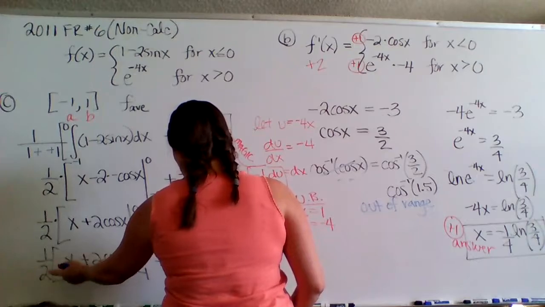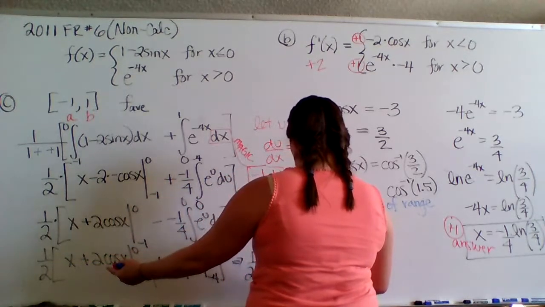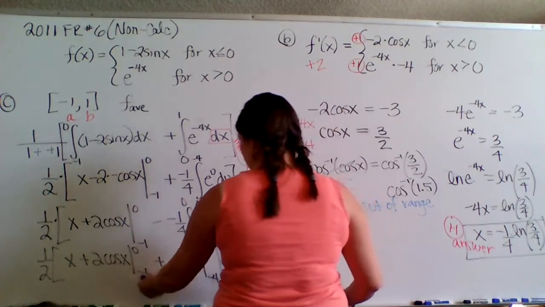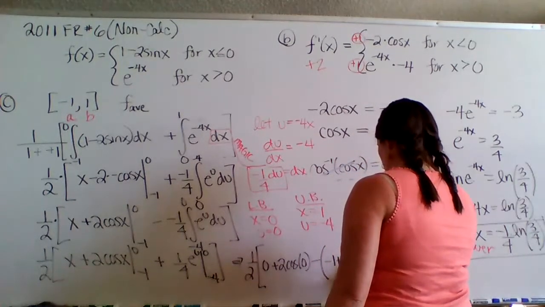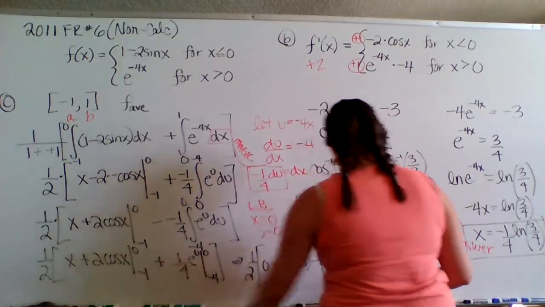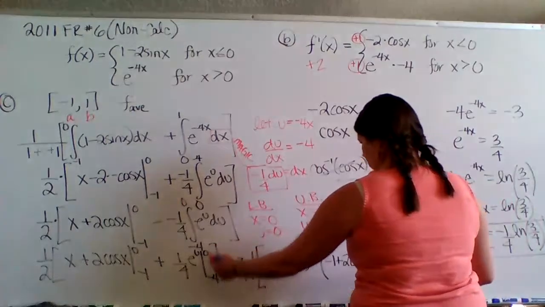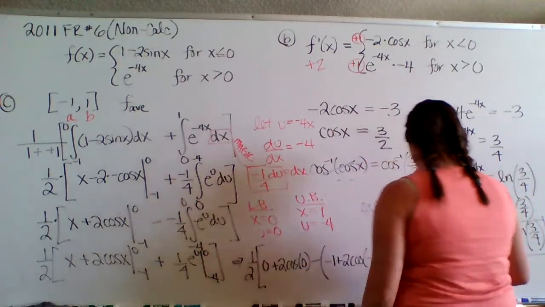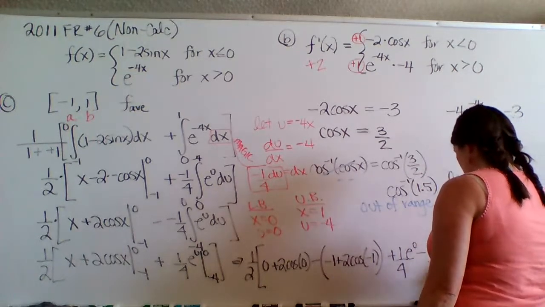If I plug in 0, this part would be 0 plus 2 times cosine of 0, minus, new set of parentheses, plugging in -1: -1 plus 2 times cosine of -1, plus 1/4 times e to the upper boundary, 0, minus, this is only one term so I don't need parentheses, 1/4 times e to the -4th power.